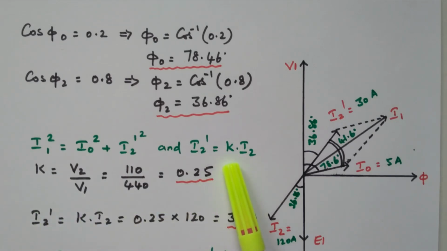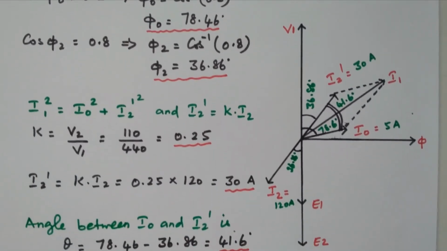Now we got the transformation ratio, so we can calculate I2 dash. I2 dash equals K into I2. So the K value 0.25 is multiplied by the I2 value 120. By simplifying that we got 30 ampere. The I2 dash, the current due to loading of the secondary, is 30 ampere.